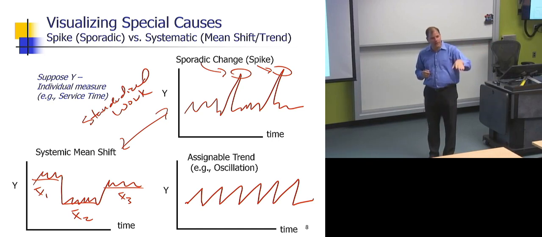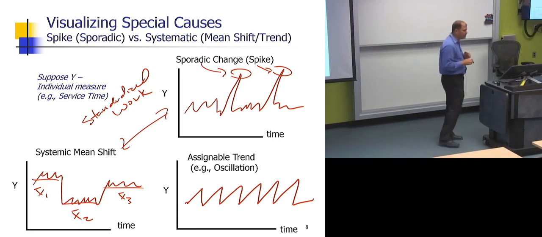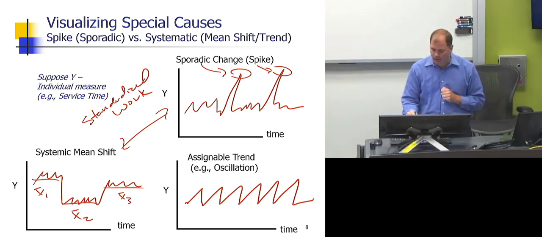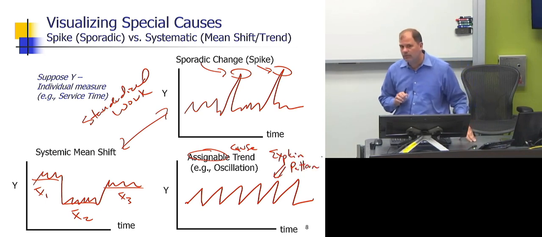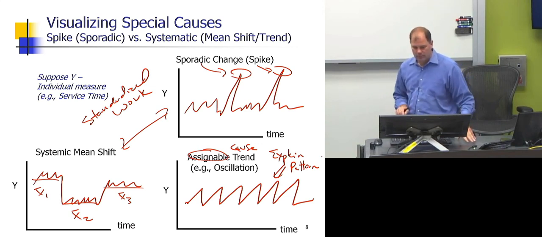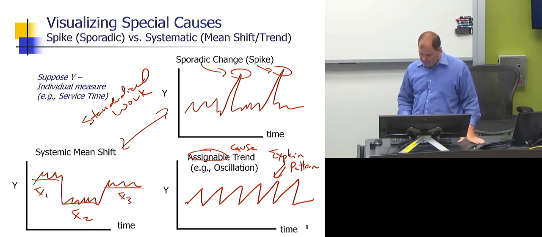Shift 1 has one method, shift 2 has another method. And they just go up, down because they're not using the same method. The point here is that there is some type of assignable cause to explain the pattern.